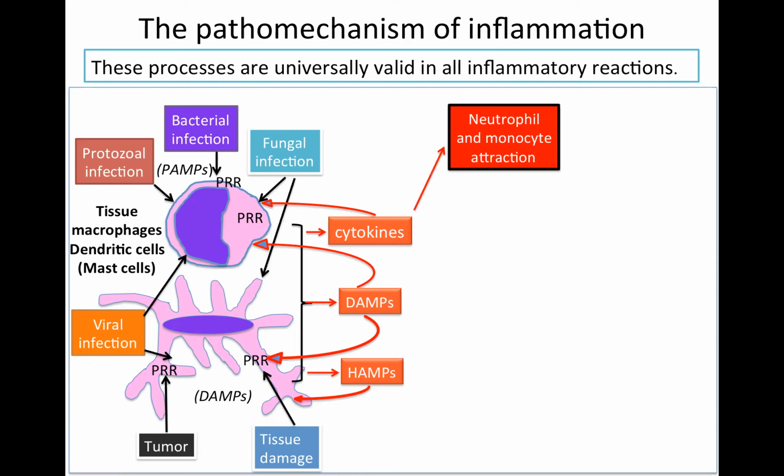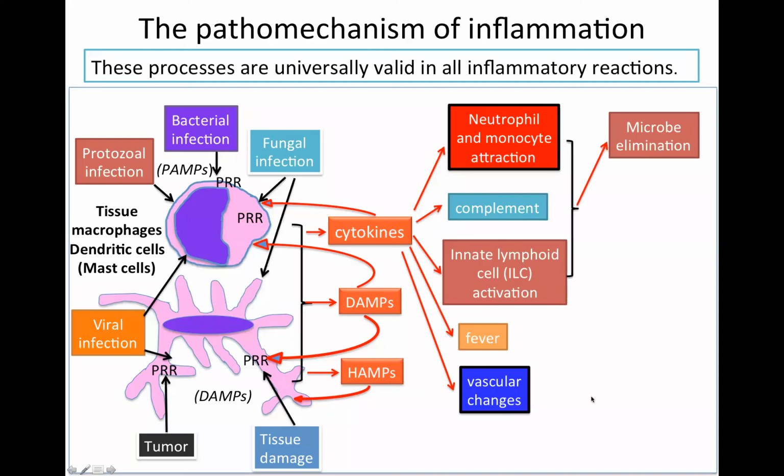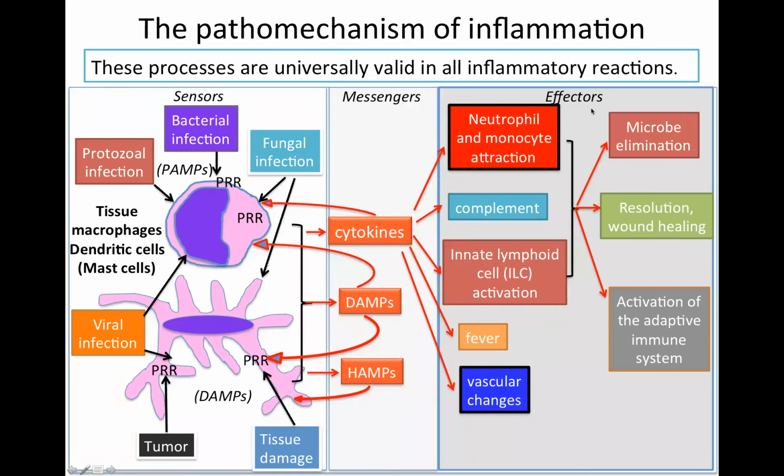Altogether, this one will mobilize the neutrophils or monocytes, the complement system, the innate lymphoid cells, and will induce fever and vascular changes. And the microbes are removed from our body as a response to that one. And normally we can see a resolution or wound healing. If it doesn't work, the adaptive immune system will be turned on with help of the innate lymphoid cells. So we can have sensors, we have messengers, and effectors in our body.